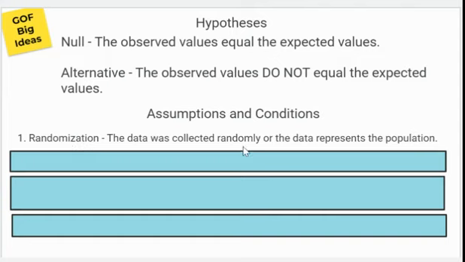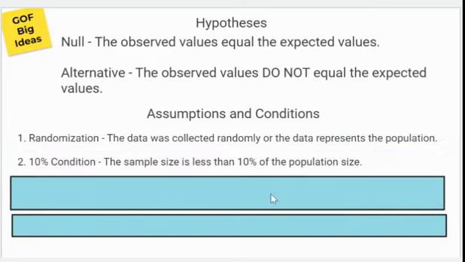So the randomization condition, we should be at this point in time in the course, you should be very familiar with that condition. The second condition that is very familiar to us is our 10% condition. And it says the sample size is less than 10% of the population size. So we've seen this many, many times before. Now, the thing to keep in mind is with the sample size that we're talking about, this is the total number of observed values.